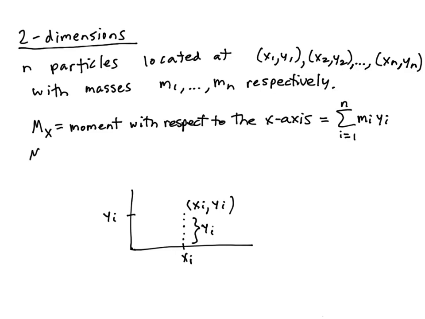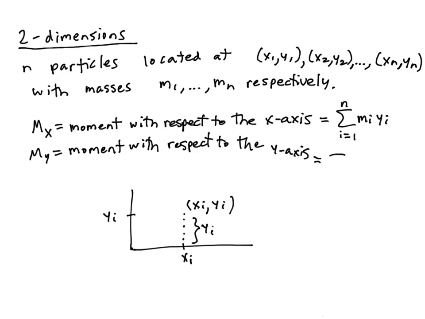Second, My, of course, as you can expect, is the moment with respect to the y-axis, which is going to equal this. Again, same idea. It's because this dot is a distance of xi away.